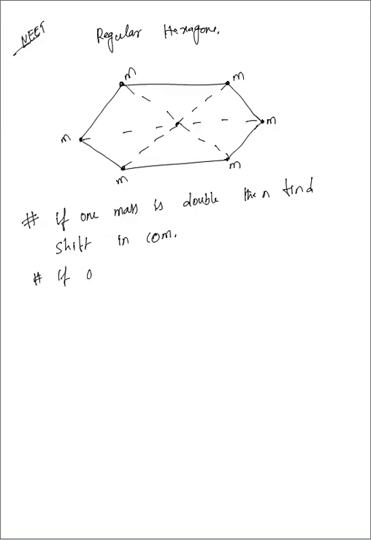If one mass is removed, then find the shift in center of mass. It's very clear for a regular hexagon where the center of mass lies, exactly at the center, somewhere here. Now in the first question they are going to add one mass here. Let me write plus m, one more mass added in this corner. So where does the shift come, we have to check here.